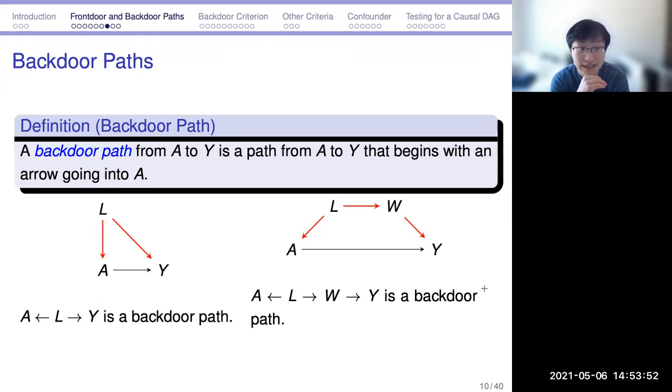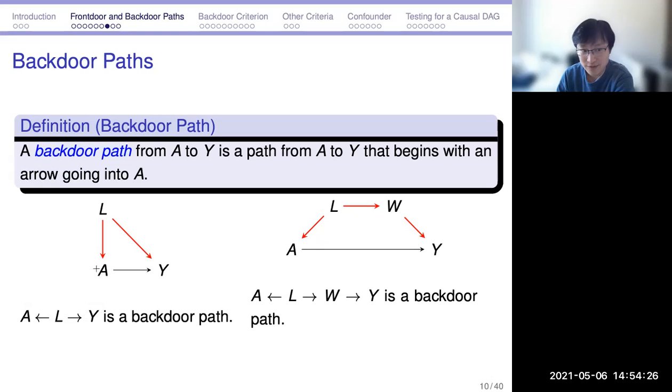Okay, so now let's look at backdoor paths. These are, I'd say, the more important concepts in causal inference, at least for causal DAGs. So what is a backdoor path? The backdoor path is also from A to Y, and this is a path that begins with an arrow going into A. So remember, a front door path starts with an arrow going out of A, and the backdoor path starts with an arrow going into A.